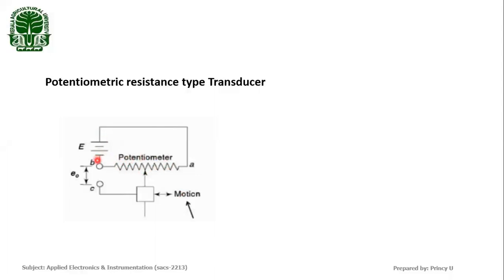We have applied a voltage across it. So there will be a voltage across this potentiometer. By changing the position of the variable resistor, we can change the resistance. So correspondingly the voltage across B and A will change. So the output voltage across these 2 points will be proportional to the motion of this object. So we can convert a physical displacement into the electrical output E0.